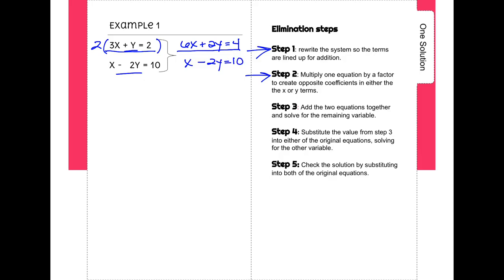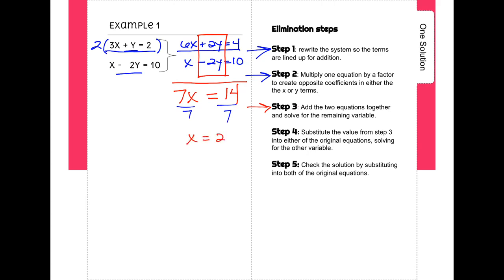And what you will notice is that now if I add these two together, I'm going to get 2y plus negative 2y. Those are going to become 0 and my y term will be canceled out. So let's do that. Let's add the two equations together and solve for the remaining variable. So 6x plus x is 7x. As I mentioned, my y terms are going to cancel out. And on the other side of the equation, I have my constants. 4 plus 10 is 14. If I continue solving, I can divide both sides by 7, and I'll get x is equal to 2.